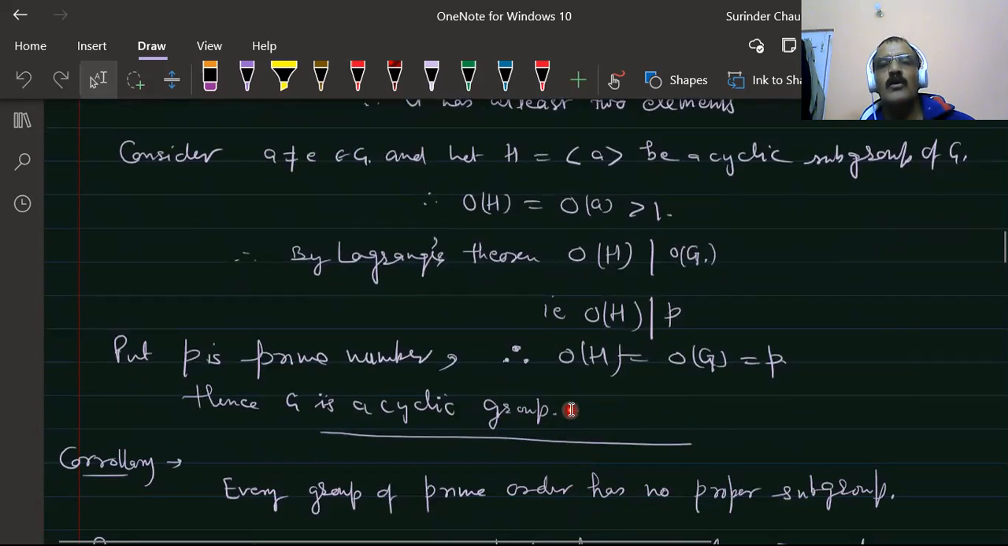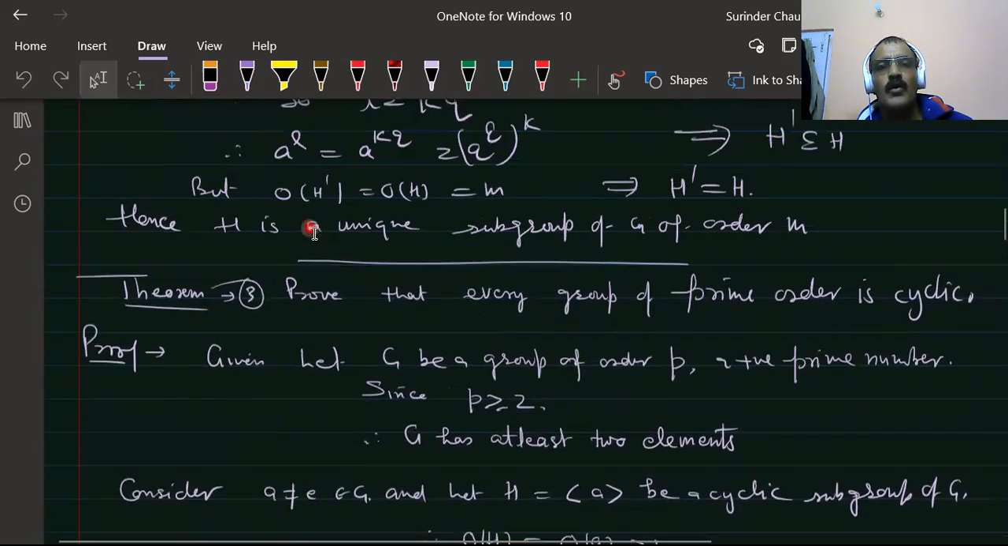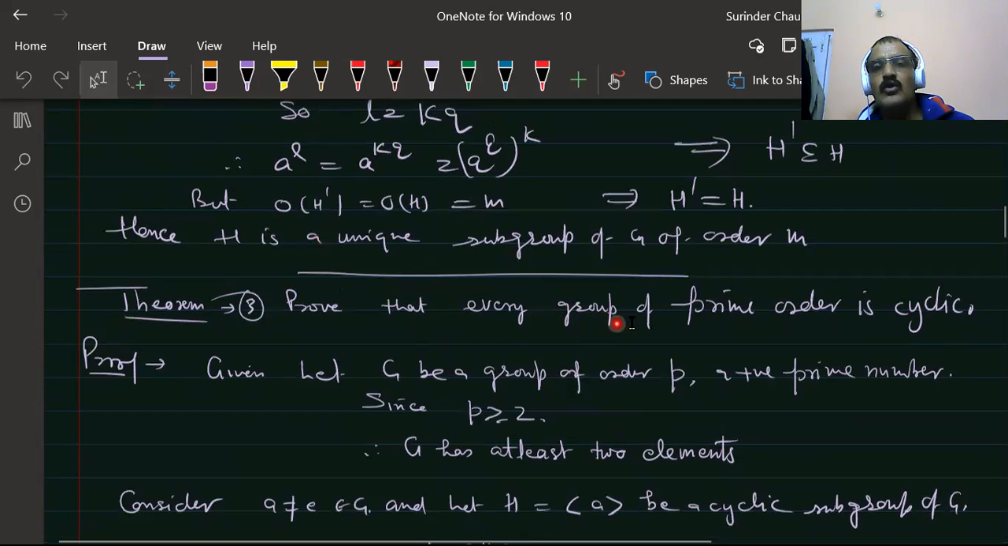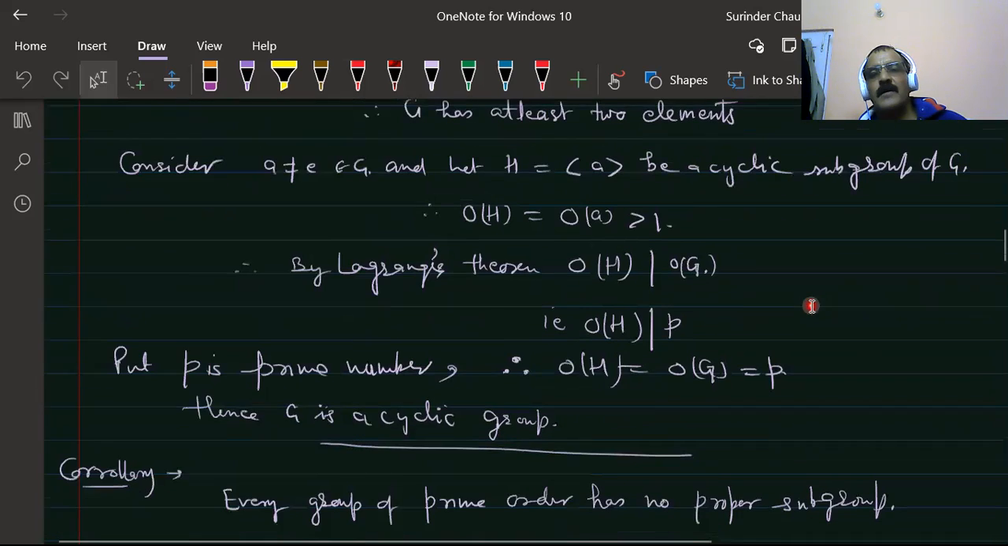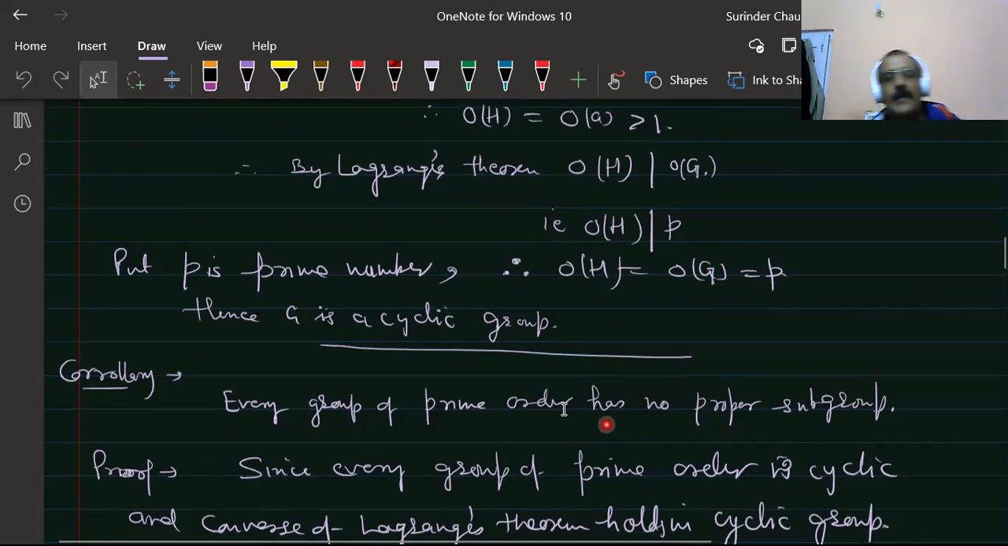So every group of prime order is cyclic. The corollary: every group of prime order has no proper subgroup. Every group of prime order has no proper subgroup.